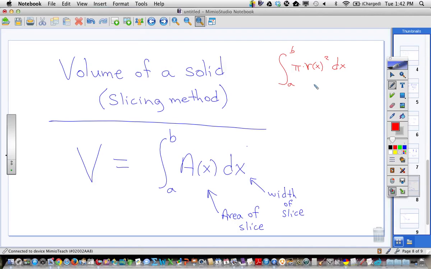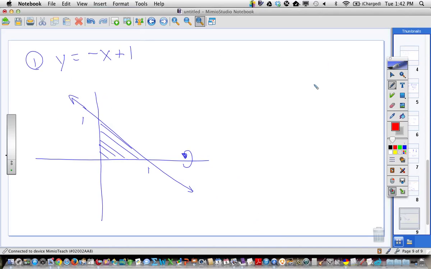Now, just like when we were doing area between curves, we'll start with some simple ones where they already give you the region, and then starting tomorrow, we'll have ones where you have to draw the region and set them up and everything. So this is problem number 1. And it's already drawn for you. Normally this problem would look like this. It would be find the volume of the solid formed when you revolve the region bounded by the line y equals negative x plus 1 and the x and y axis when that region is revolved around the x-axis.